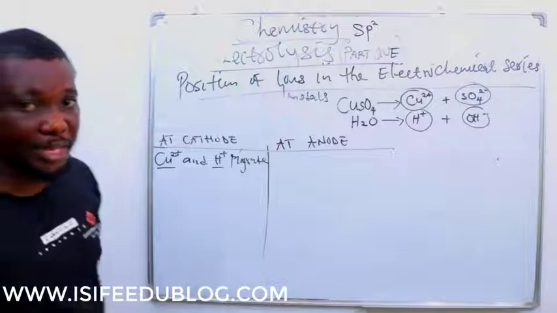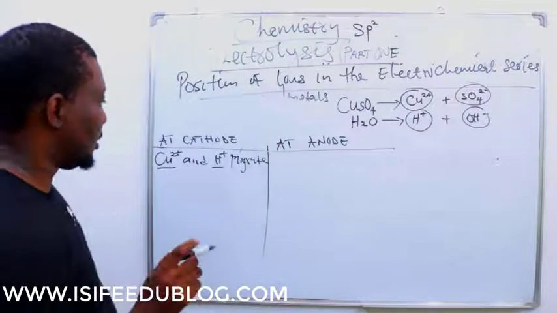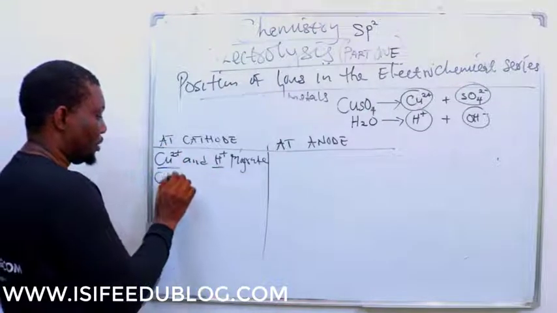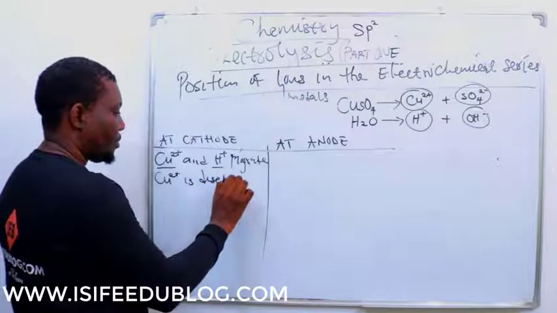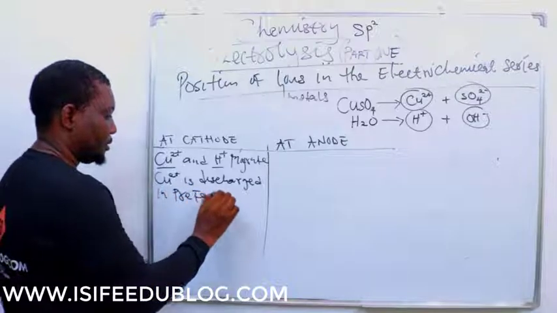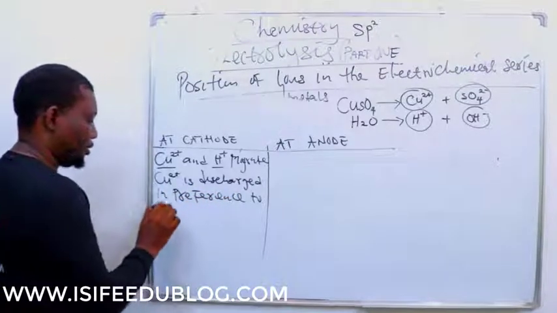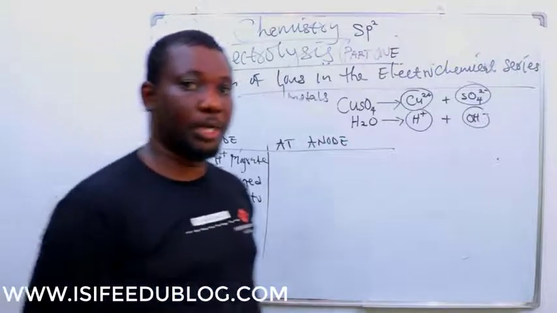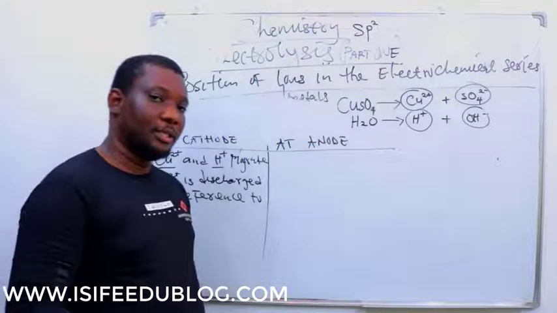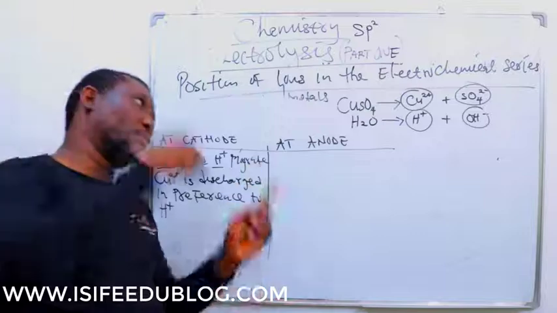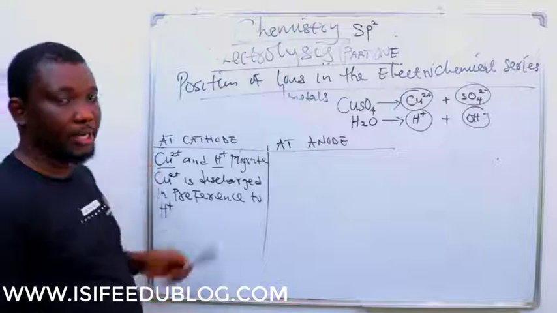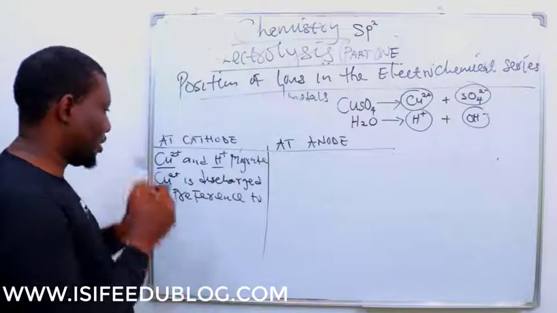One is preferred to be discharged. Which one is preferred? The lower cation. So when I say Cu2+ is discharged in preference to hydrogen ion, what will be my reason for discharging copper, not hydrogen? The lower the cation in the series, the greater the ease of discharge of the ion. So copper, lower in the series, is discharged before hydrogen. We have to go back to the reactivity series of these elements. Copper is less reactive than hydrogen, so that's why copper is discharged.